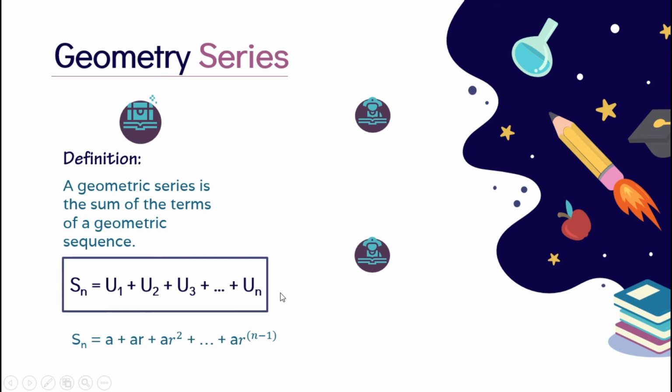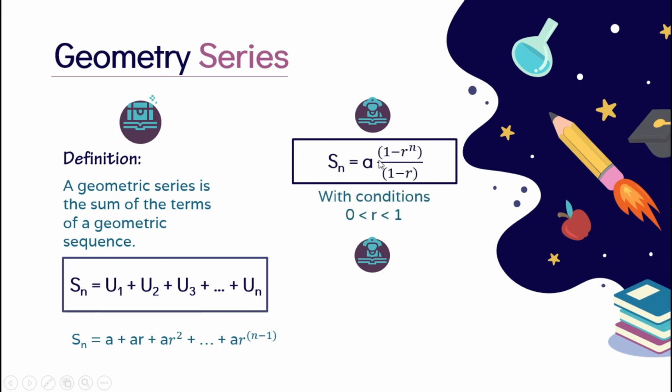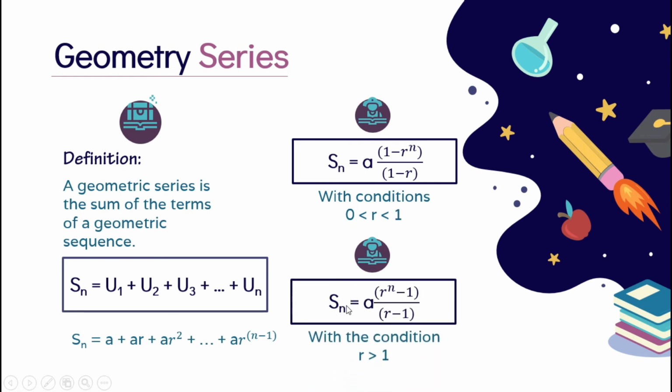If it is known that a is the first term and un is the nth term, then the geometric series value is Sn equals a multiplied by 1 minus r to the n power divided by 1 minus r, with the condition r is more than 0 and less than 1, or Sn equals a multiplied by r to the n power minus 1 divided by r minus 1, with the condition r more than 1.